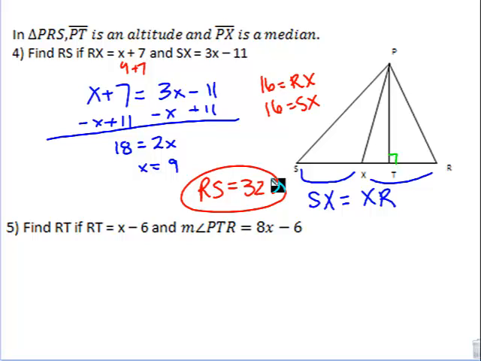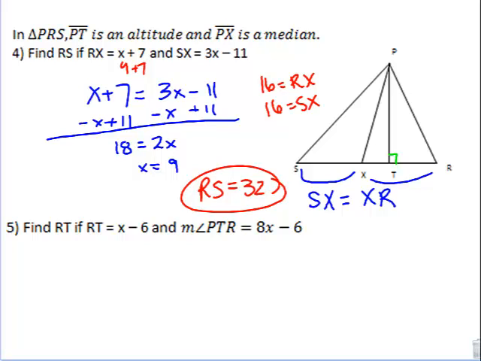Second part of this problem. Find RT if RT is equal to x minus 6 and the measure of angle PTR is equal to 8x minus 6. Well, so let's look at our diagram. On our diagram, the measure of angle PTR, we also notice is labeled as 90 degrees because PT is an altitude.